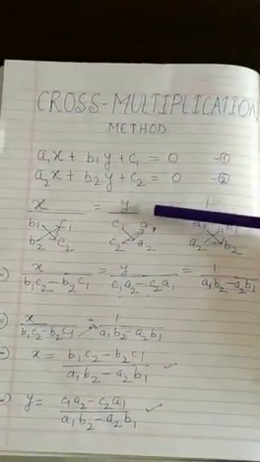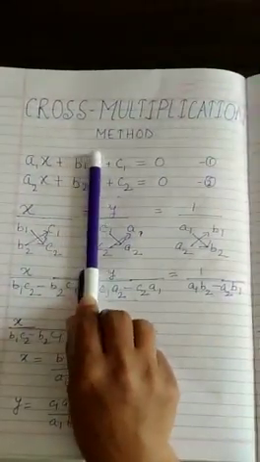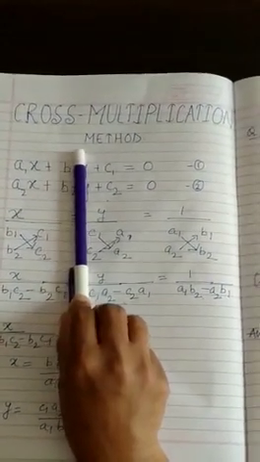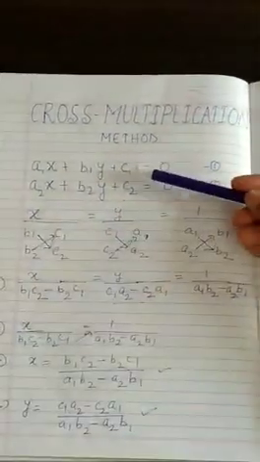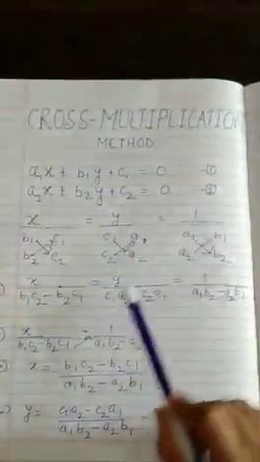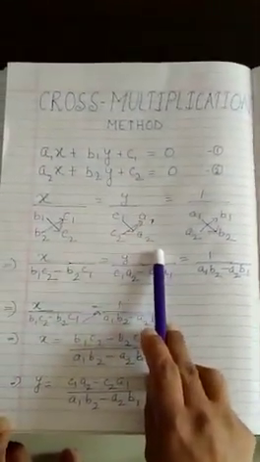Then we write for y. Below y, as we are writing for y, we will hide the y part. So whenever we hide this, what remains is c1, c2 and then a1, a2. So we will write c1, c2, a1, a2 like this.